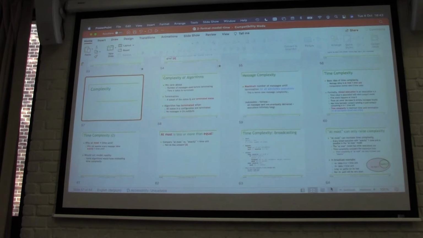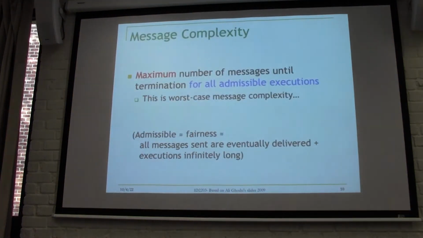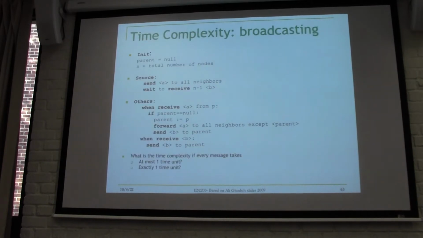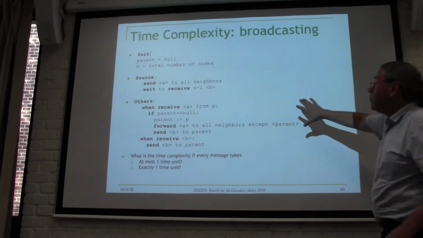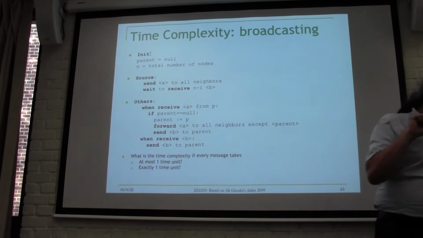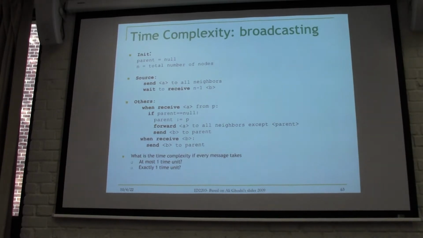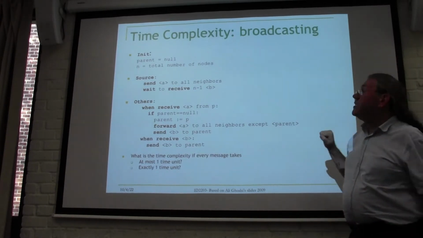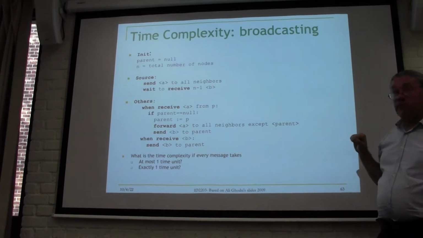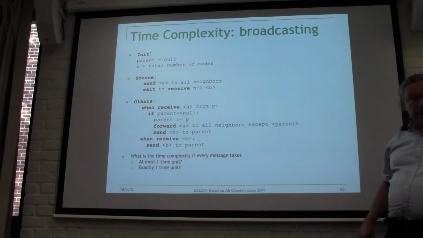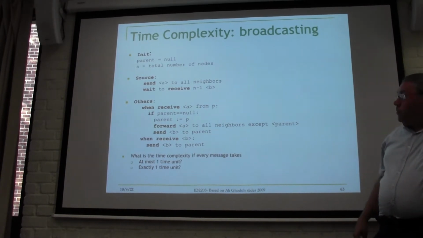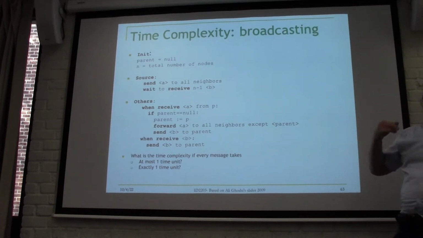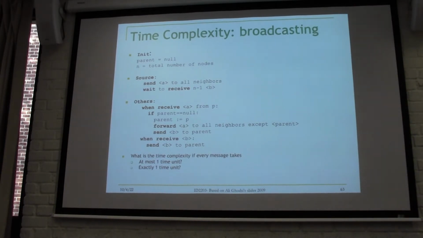Is the question understandable? The question is, for this algorithm, show me a graph and show me why the at most complexity is strictly greater than the exactly one complexity. That's the question, and I will ask you to do it as an exercise. It's clear? The question is clear?